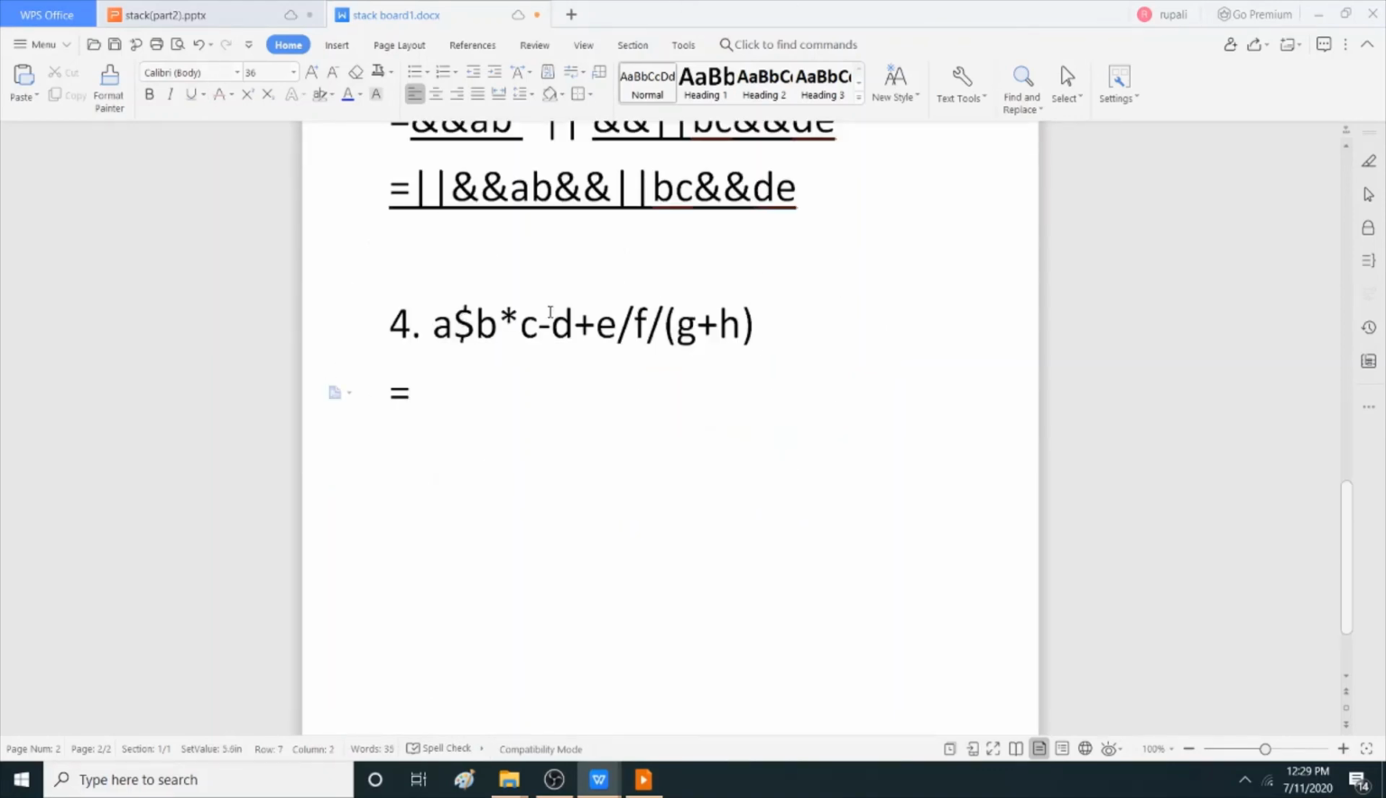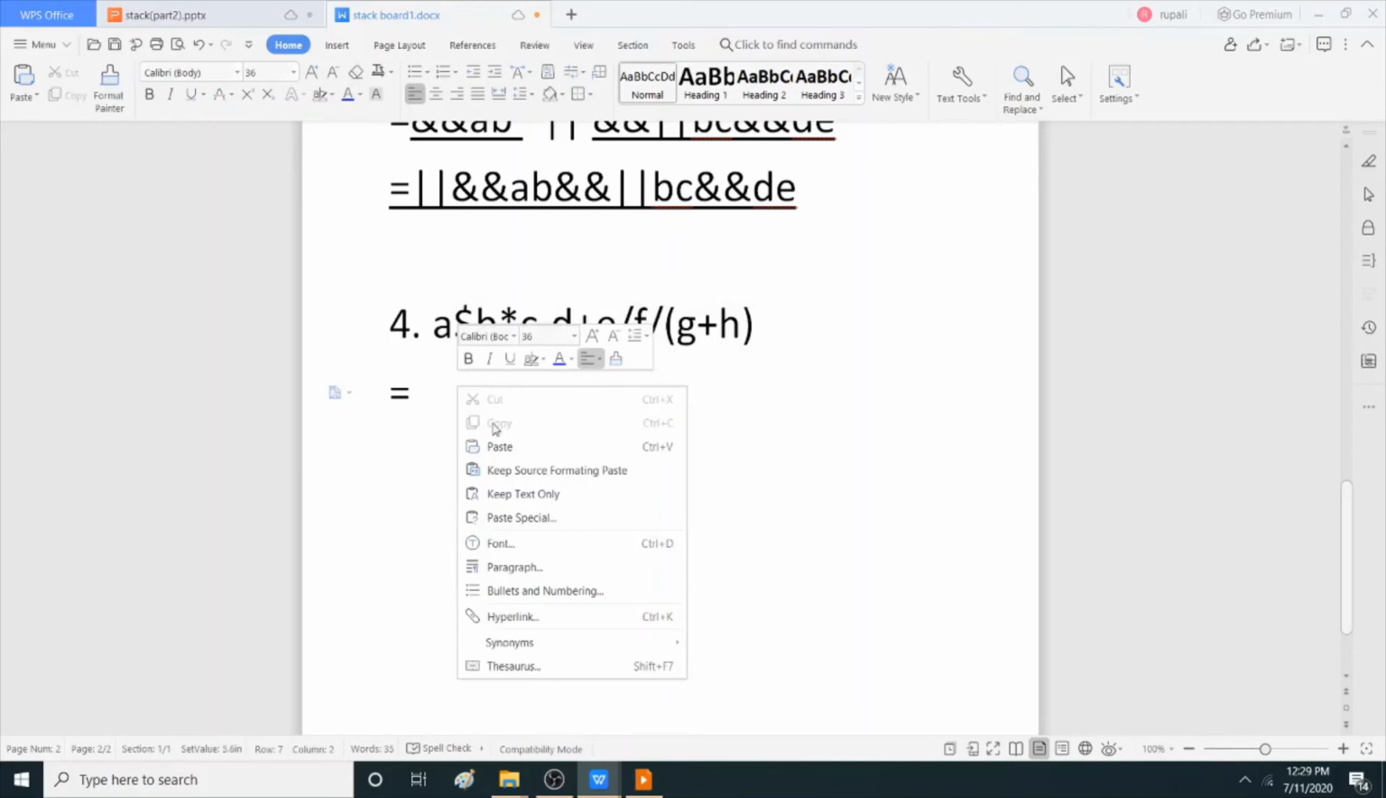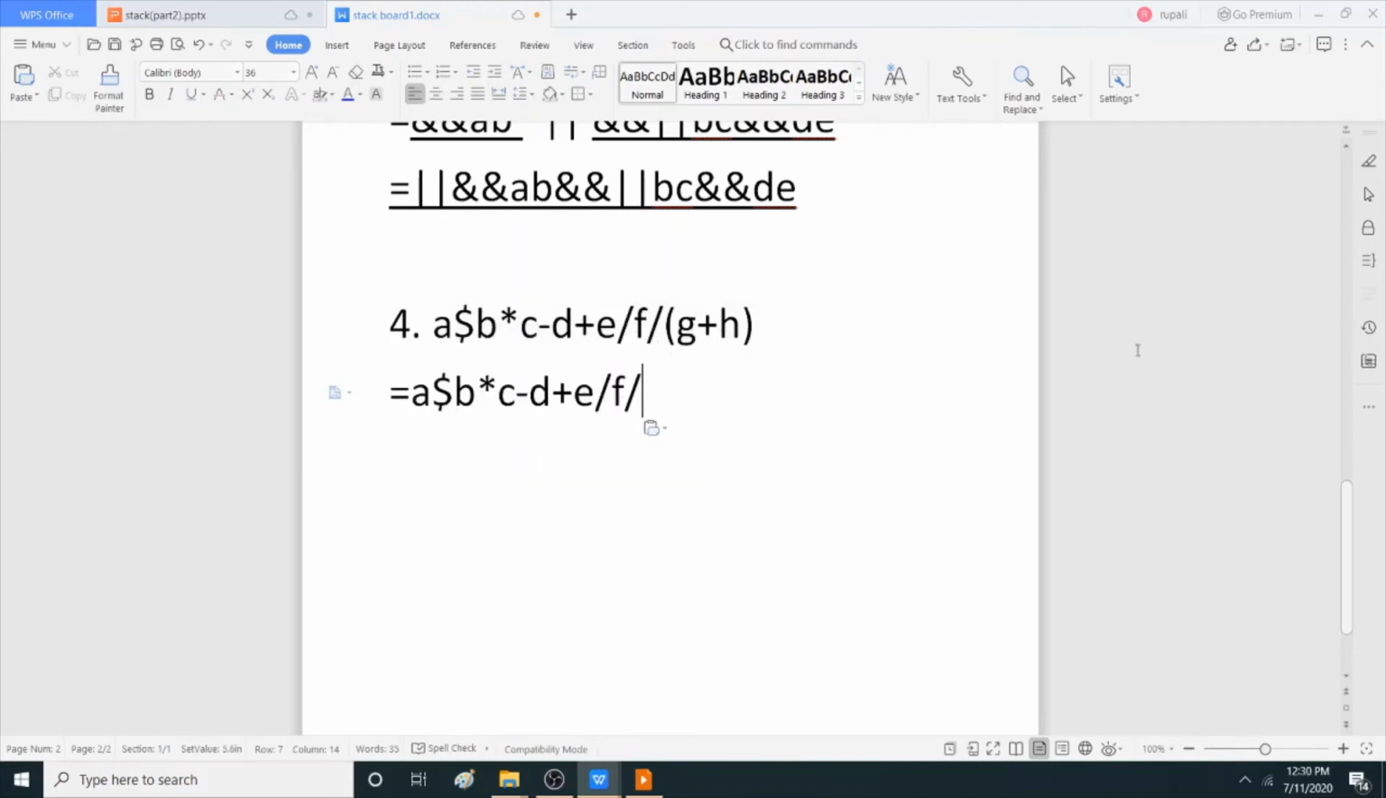Now next one, bracket, dollar, into and by are all there, so first bracket, just copy this one. G plus H means plus GH, so underline this. Next, dollar comes. A dollar B means $AB. So $AB, underline. Now just copy this whole thing.